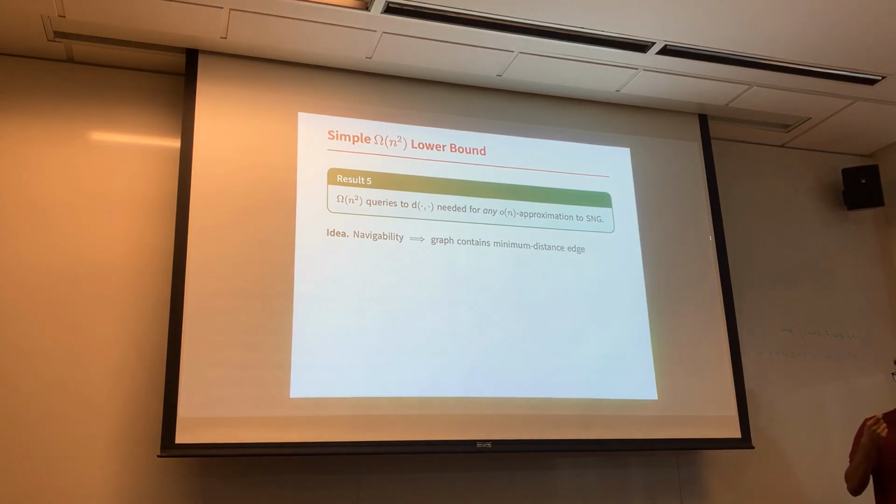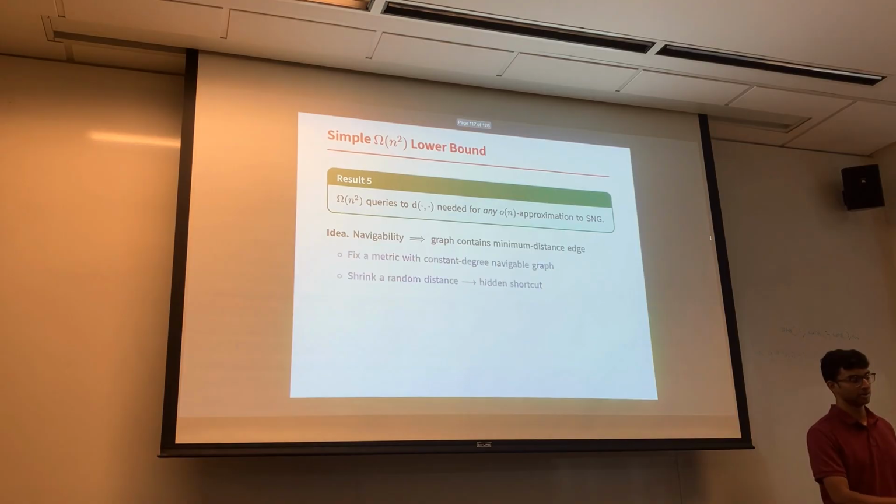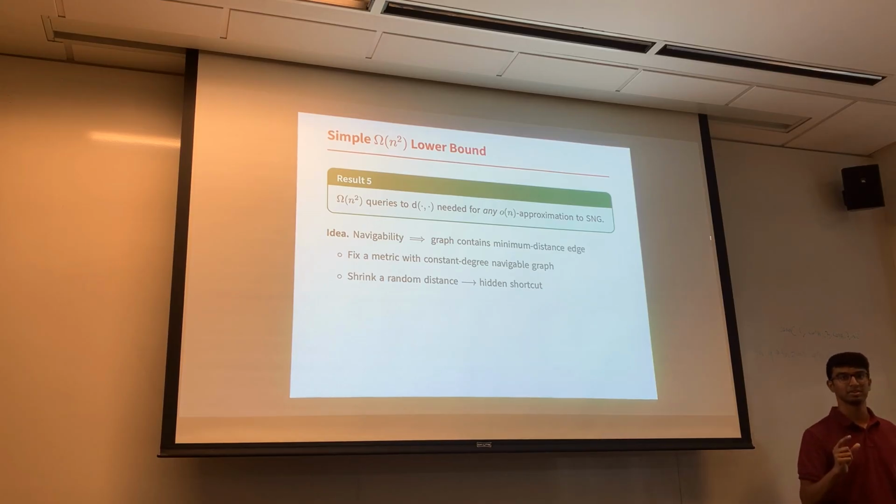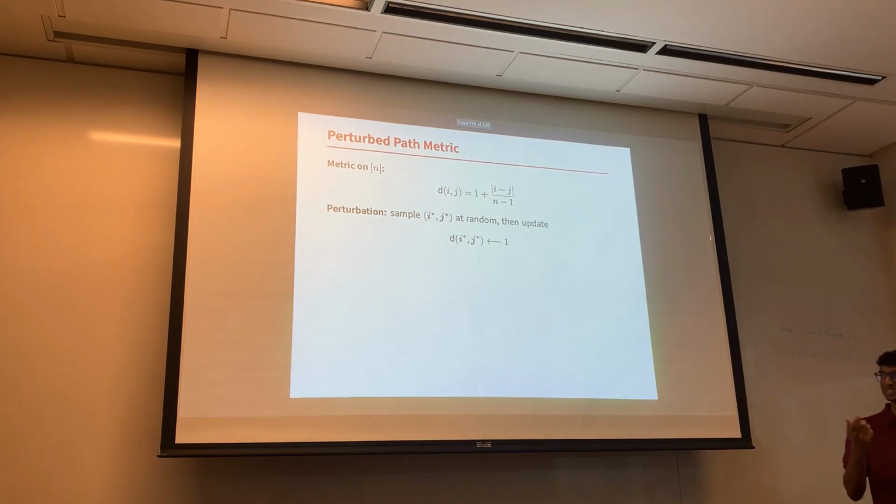Okay. So then the game here will be, I'm going to fix a metric that has a constant degree navigable graph, very, very sparse. And then I'm going to shrink a random distance in my point set to the minimum distance. And this will create a hidden shortcut in my metric that my algorithm will have to find. And in order to find it, I'm going to need to make n squared queries. Okay. So there's probably many ways to do this.